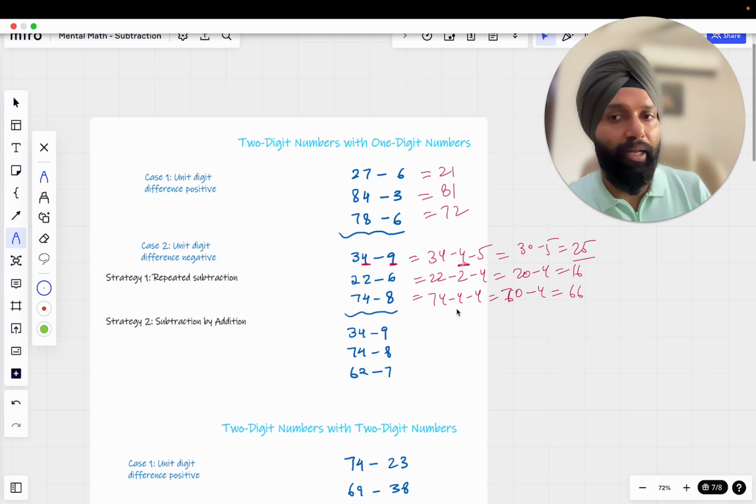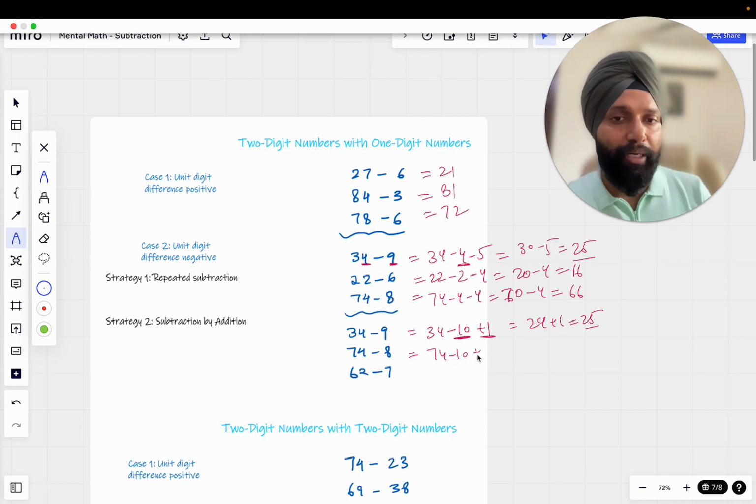This is one way. Another is subtraction by addition, where you look at it as 34 minus 10 plus 1. So you take it to the nearest 10, and then since you have subtracted something extra, you will need to add it back. So this becomes 24 plus 1. You might think this is easier. Perhaps in some cases this is going to be easier, in other cases the other is going to be easier. So essentially we know two ways. Whatever way is more efficient in a given context, we'll use that.